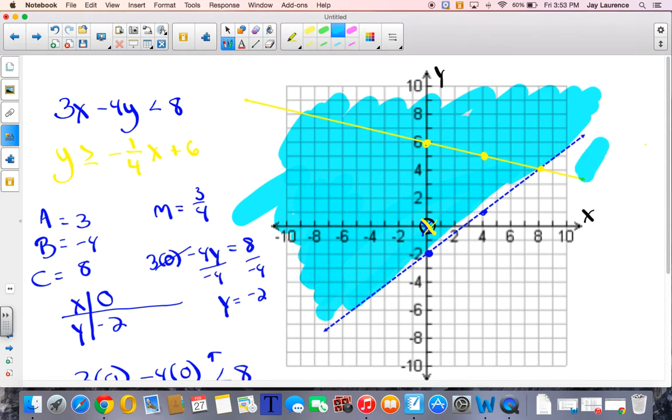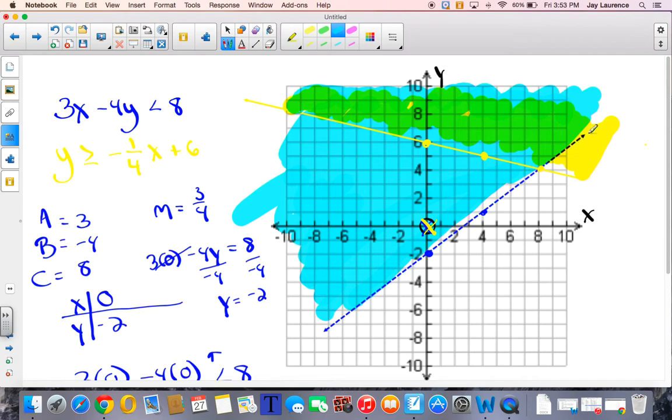So I'm going to come over. Oops, wrong color. Sorry about that. Let me just get rid of that. Okay, so I'm going to start shading over here and watch what's going to happen. Ooh, blue and yellow make green. The solution to this system of inequalities is the green. It's everything that would be green.